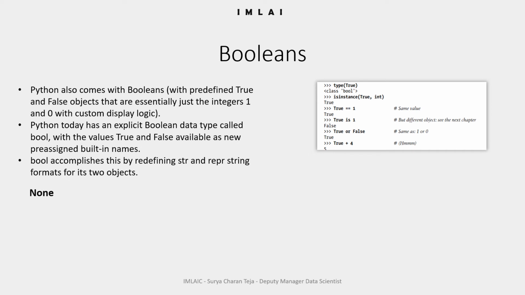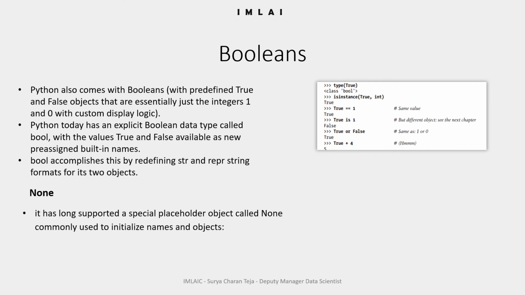And the most intriguing fact is that none, also an object commonly used to initialize names, is an object. And last but not least, the type object returned by the built-in function type is also an object that gives the type of another object.